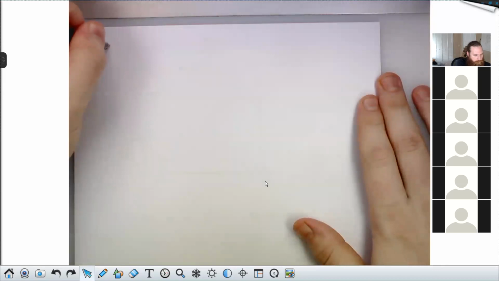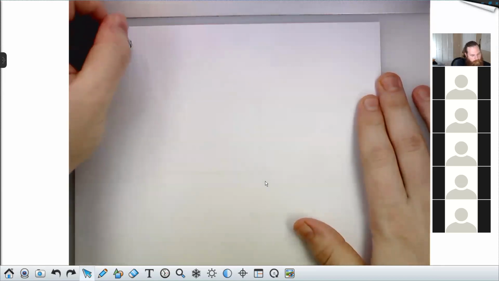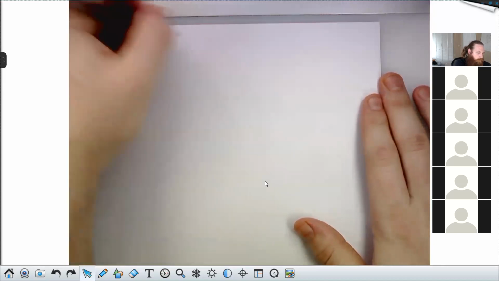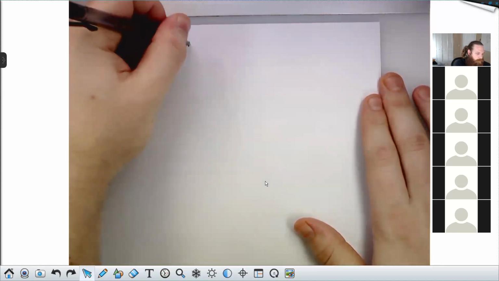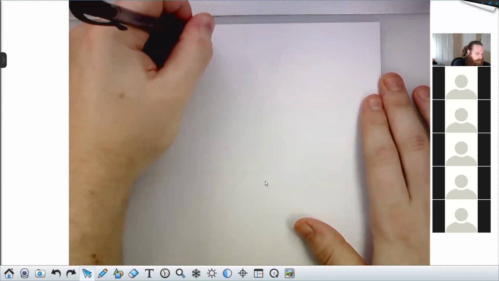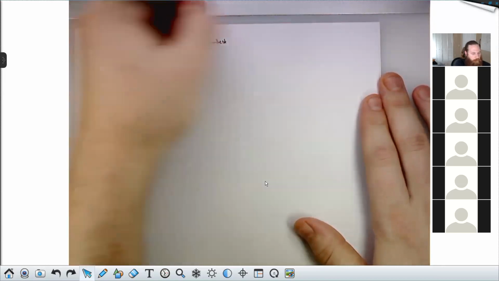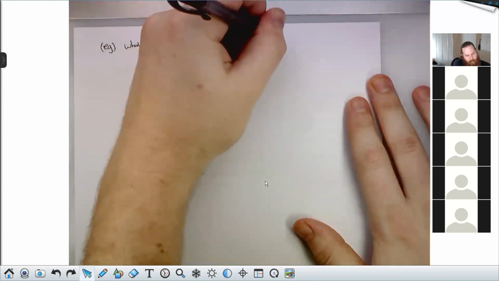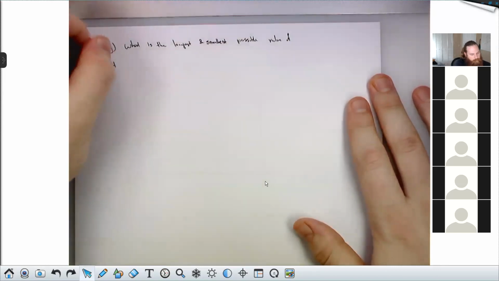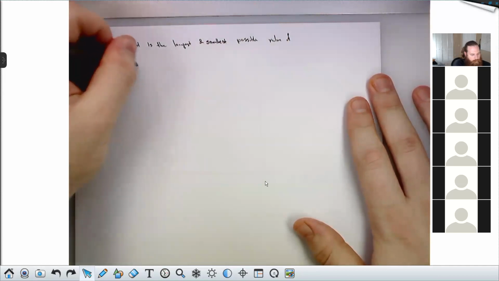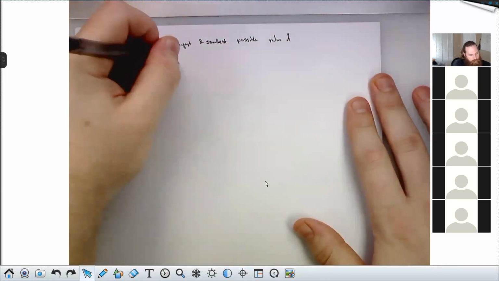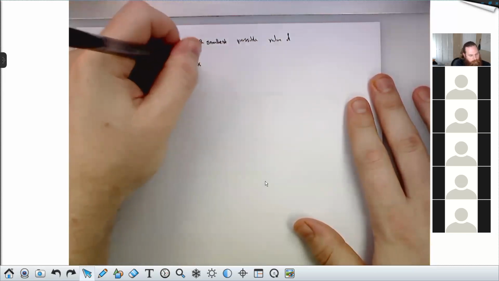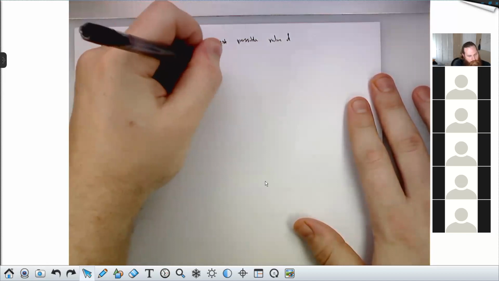So I could ask, what is the largest and smallest possible value of the integral from 0 to 1 of e to the negative x squared dx.